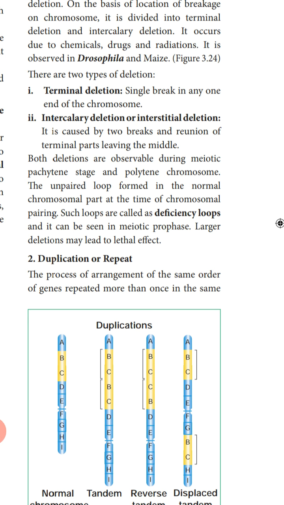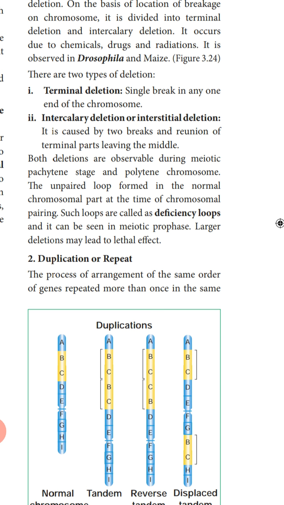They are the giant chromosomes. Okay, polytene chromosomes are the giant chromosomes. They are found only in the specialized tissues of Drosophila. You can find this. Okay, so that is the polytene chromosome. Also, you can find this deletion of the chromosomal segment as an unpaired loop formed in the normal chromosomal part at the time of chromosomal pairing. Such loops are called deficiency loops.